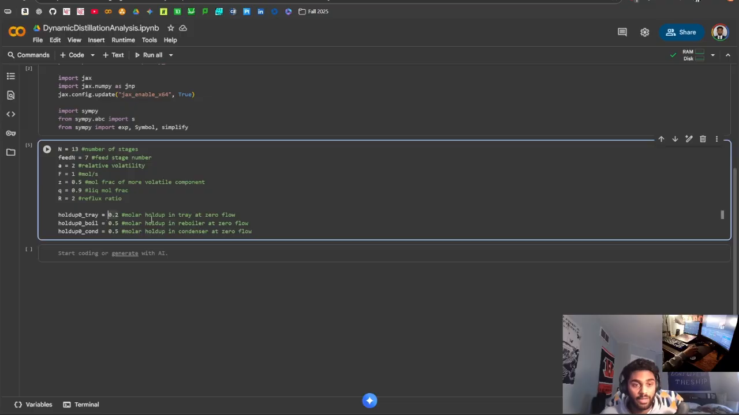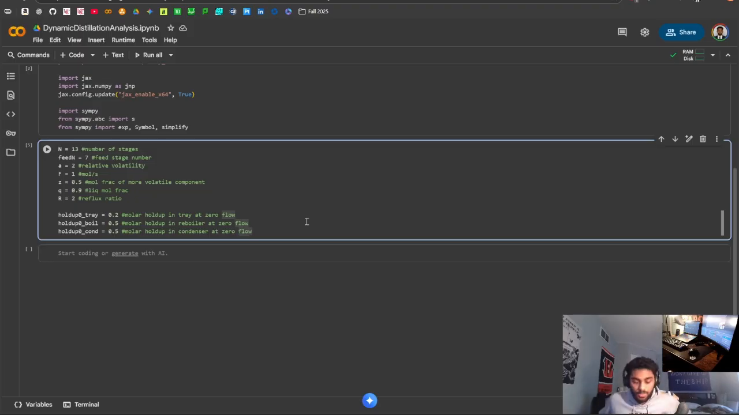What we have also defined is our molar holdups. So in each of our trays, our molar holdup is going to be 0.2. That's the fraction of our molar holdup. And our boiler holdup and condenser holdup are going to be equal, and this is all at zero flow, so before we actually get our distillation column started.